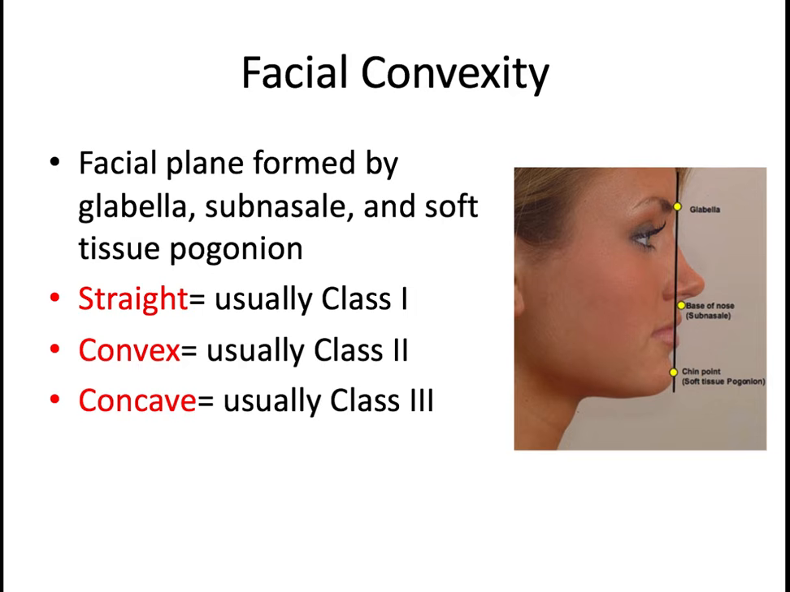So a convex profile is where these line segments would form a convex curve. Maybe the subnasale is way out here, and or maybe the chin point's way back there. And of course it doesn't have to be that severe, but anything that's a little bit more than a 10-degree inclination, we're going to call convex. That's usually coincident with a class 2 malocclusion. Then concave is where the line segments form a concave curve. So subnasale might be back, chin point may be forward, something like that. And that's usually coincident with a class 3 occlusion.